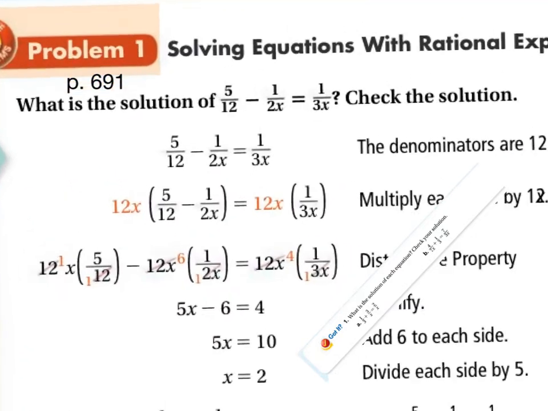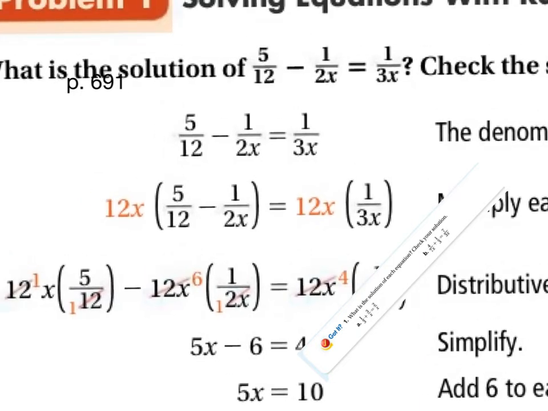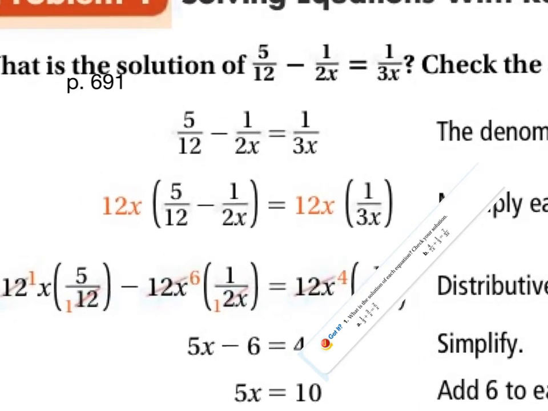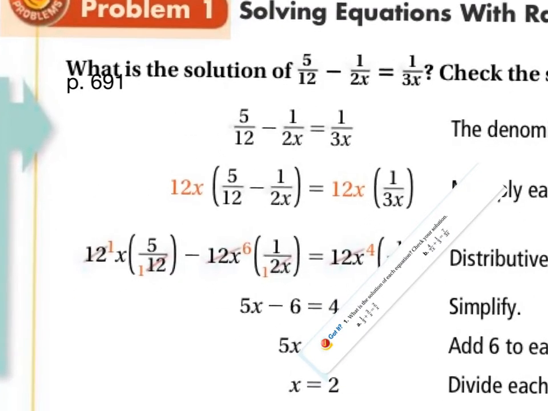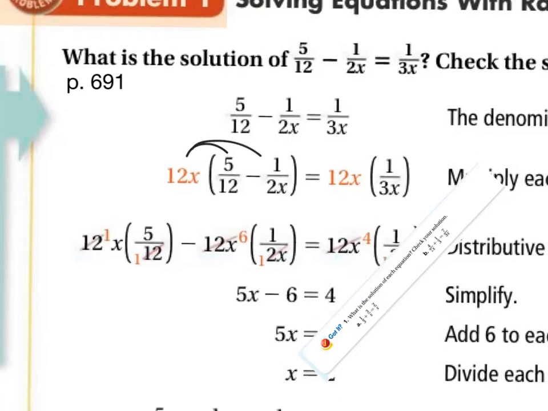So if you look at these denominators, we've got 12, 2x, and 3x. With the numbers, we need a 12. With the variables, we need an x. So 12x would be our common denominator. What we're going to do then here is multiply by 12x. When we distribute that to everything, the fractions will be gone.